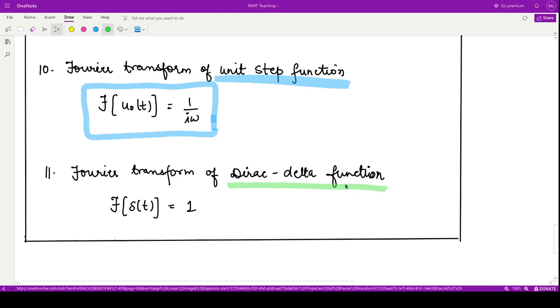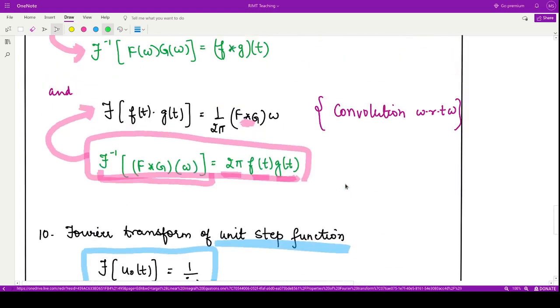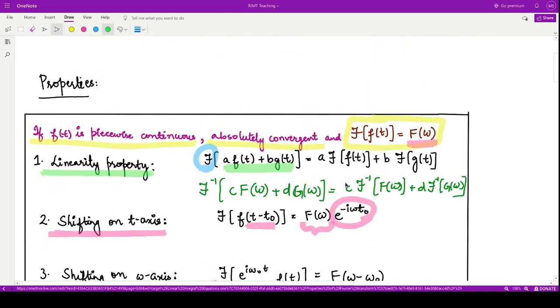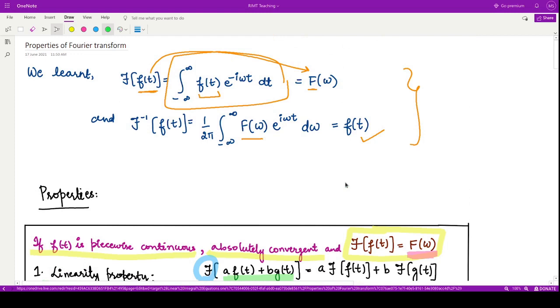So these are a few of the properties that we have discussed. In detail we'll see all of these properties in the course ahead. I hope you got an idea of what we are trying to do here.